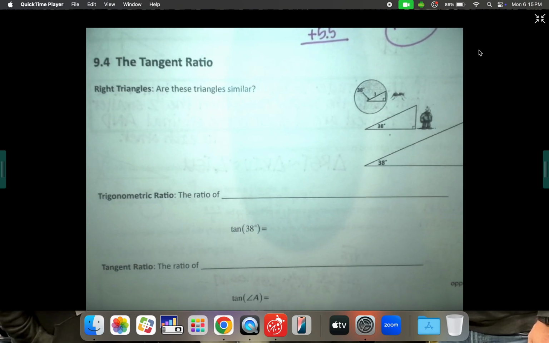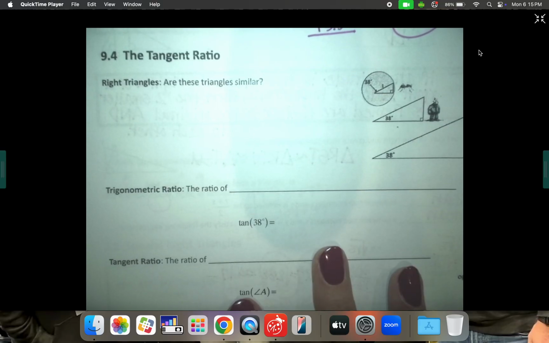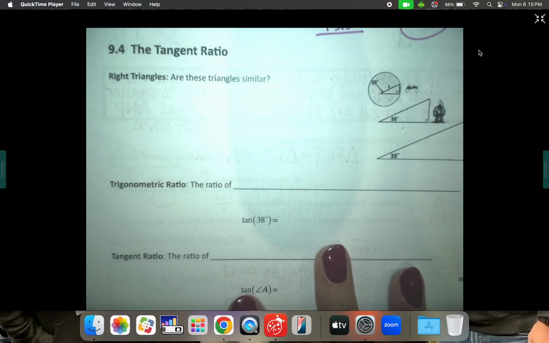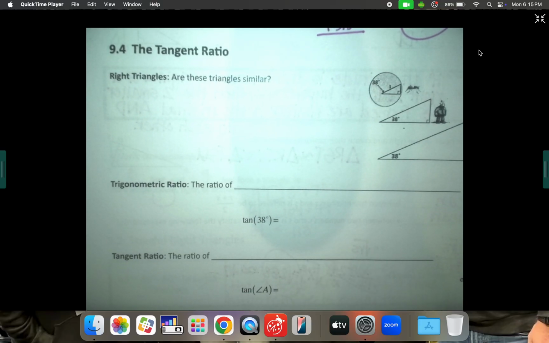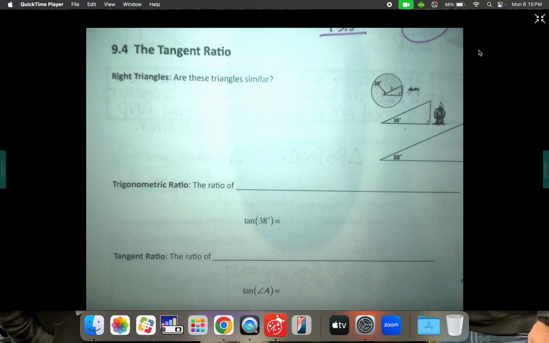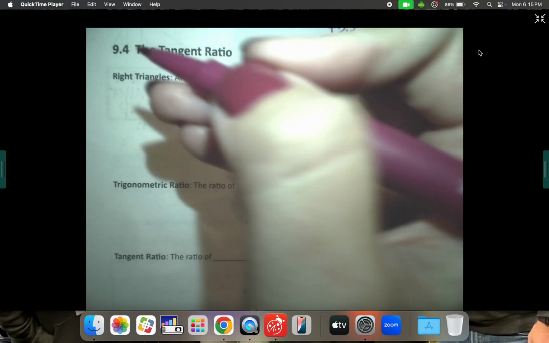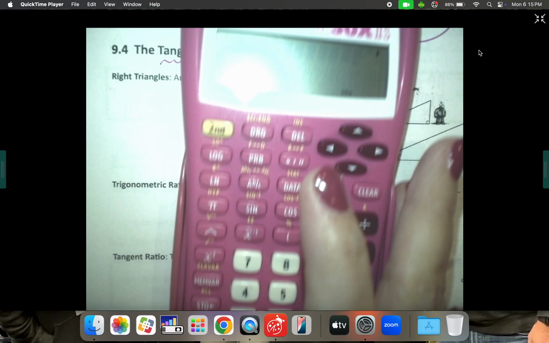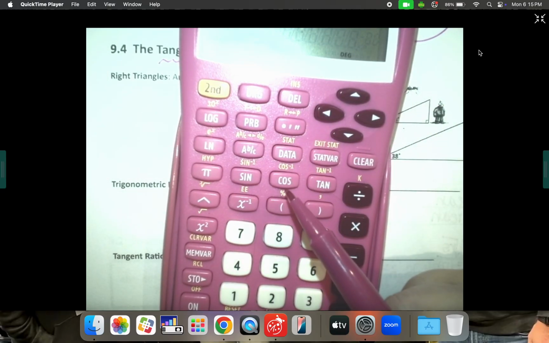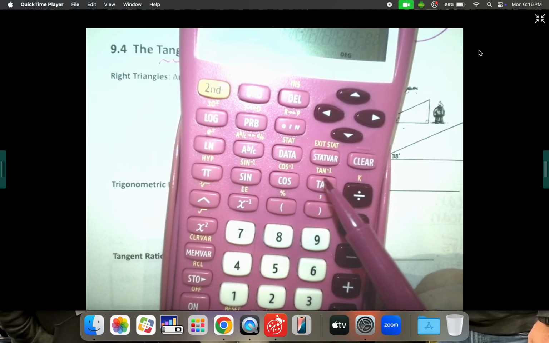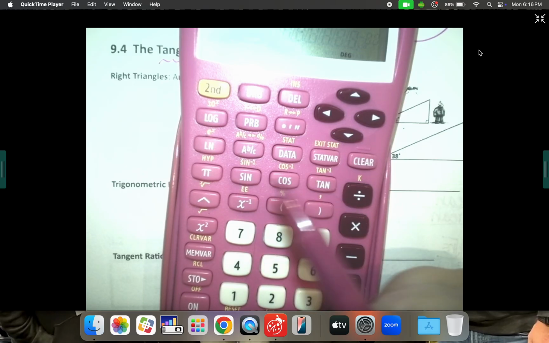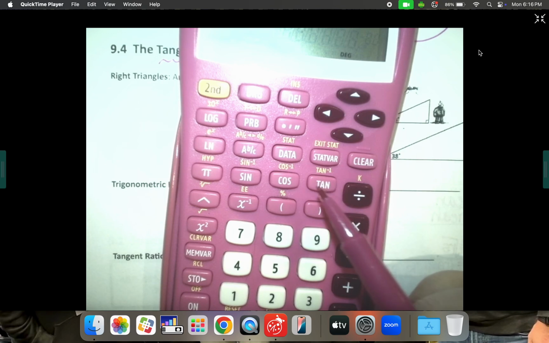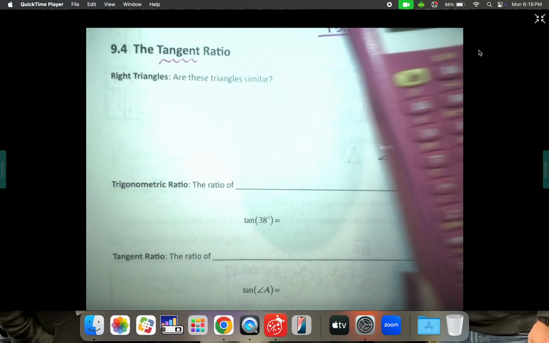Okay, for 9.4, we are starting one of our 3 true trig ratios. So you should have 3 trig ratios that we're going to have learned by the end of this chapter. We're starting with our first one, and it is tangent. Whenever you're looking at your calculator and you see sine, cosine, and tangent, these 3 buttons on your calculator, wherever they are, we're going to do tangent today. Sine and cosine are coming, but tangent, we're just going to start with, I think, the easiest one.